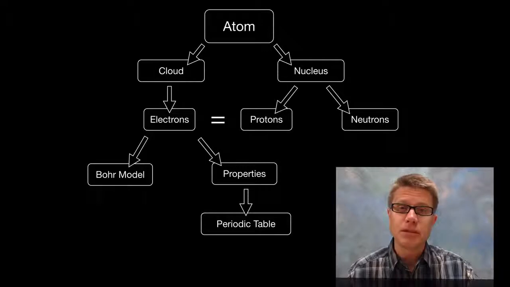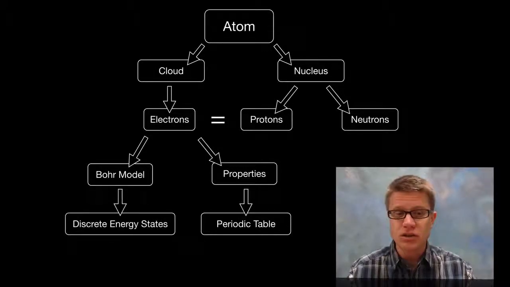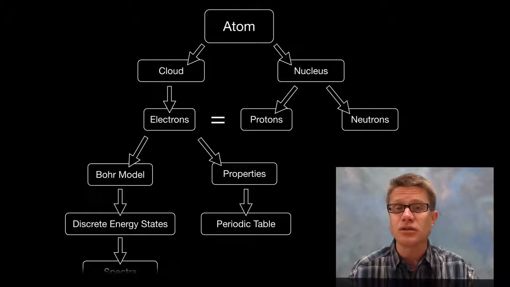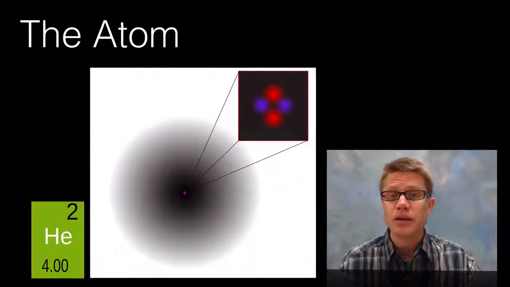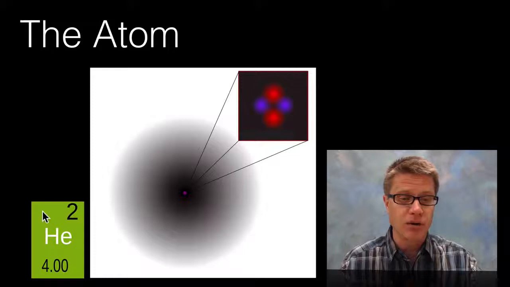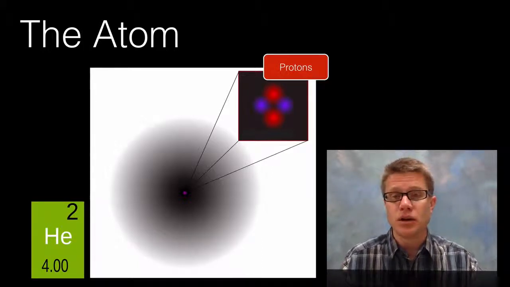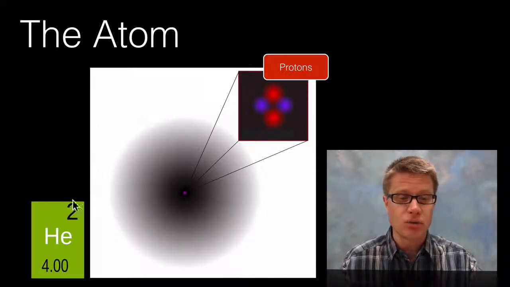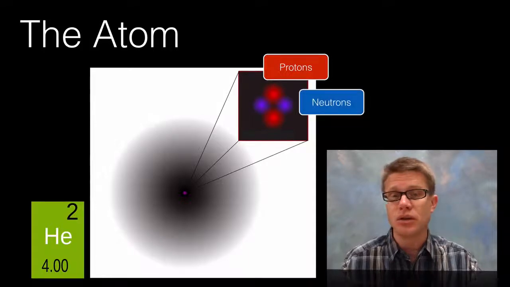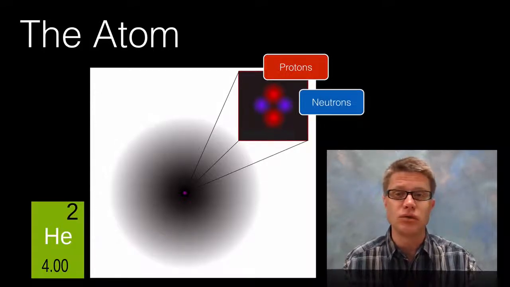Now, the Bohr model helps us explain what those electrons are doing and how they're moving. They move into these discrete energy states, and that helps us to explain the spectra. And so if you look at any kind of an atom on the periodic table, the atomic number 2 tells us the number of protons we have. And so we're going to have these positive protons that are going to be found in the nucleus. We can figure out roughly how many neutrons we're going to have in an average atom by taking the mass number and subtracting the atomic number. And so we would know in helium, for example, that we're going to have 2 neutrons.